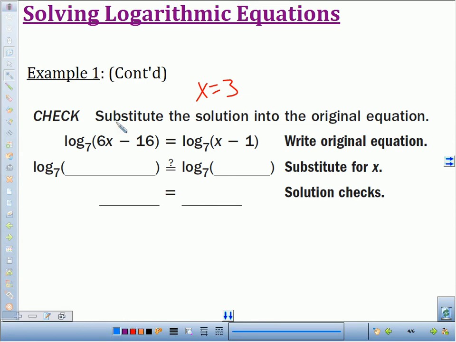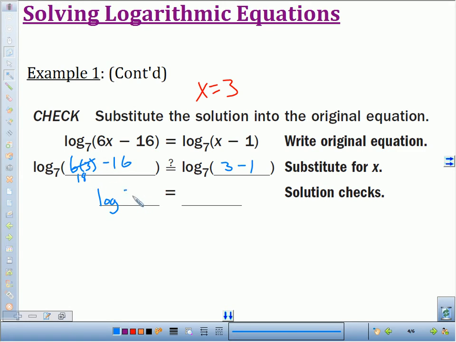All right, let's do that. We'll have log base 7 of 6 times 3 minus 16 equals log base 7 of 3 minus 1. Well, 6 times 3, that's 18.